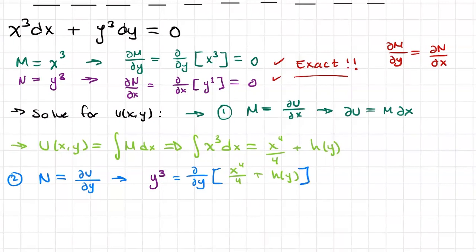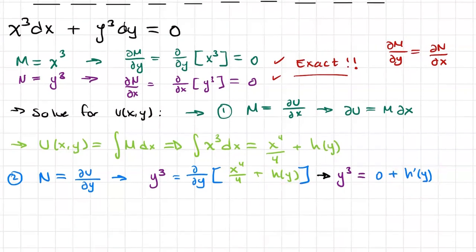And this, we need to find the derivative of that. So doing this, we then get that we have y cubed, and that must be equal to x to the 4th over 4, if we take the derivative with respect to y, that is 0. And then the derivative of h, function of y, that will be h prime of y. But that's not what we wanted. We do not want h prime, we want h.